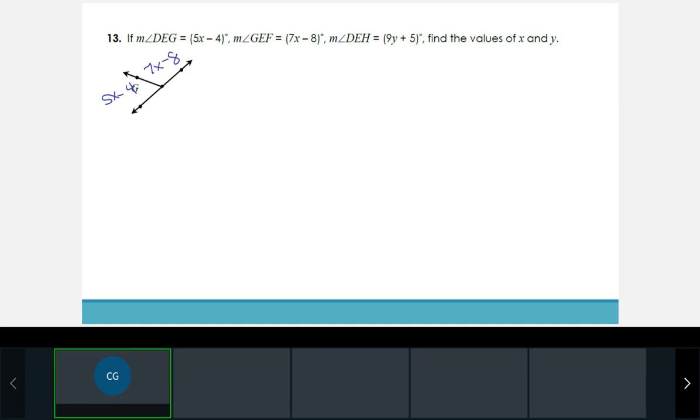What kind of angle relationship do you see? Do you see vertical angles, or do you see a linear pair? You can type it in the chat. Vertical or linear?